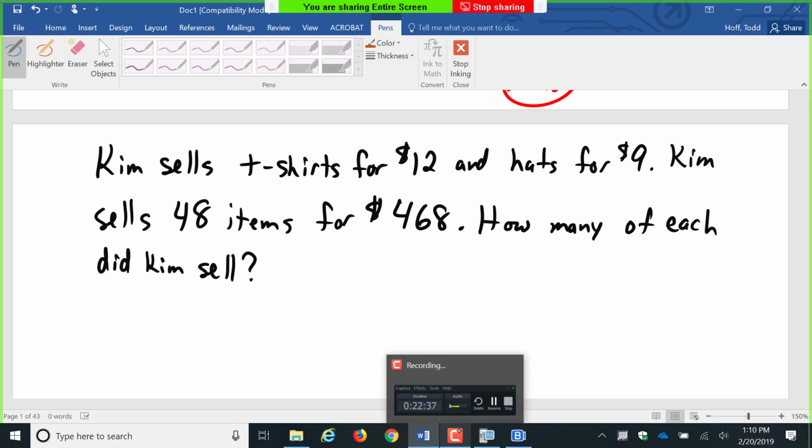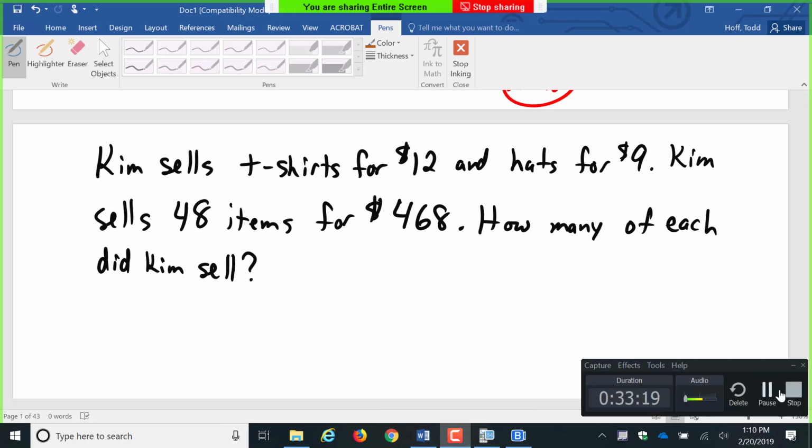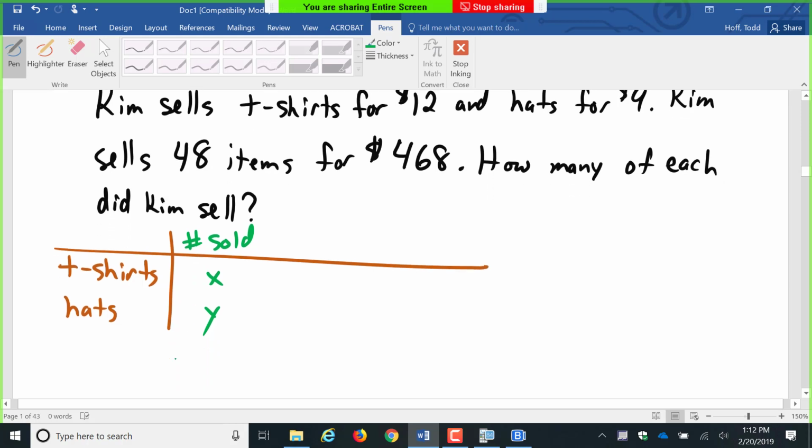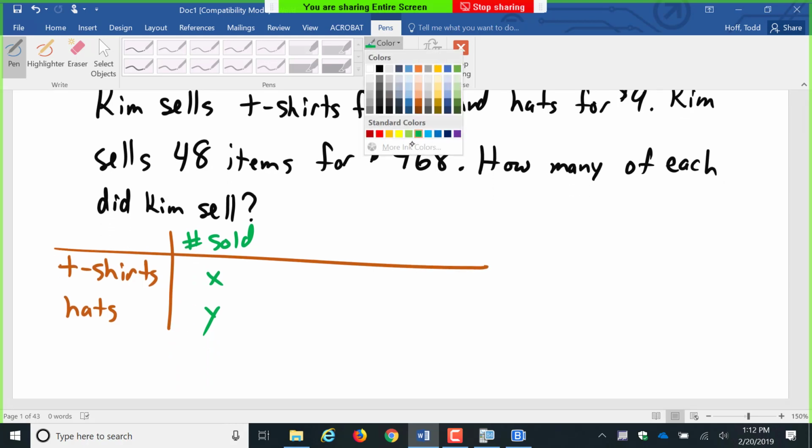Once again, I'm going to give you guys a couple minutes to see what you can set up here and see what you can come up with. This one actually definitely has an extra little level of difficulty to it. And it comes from the relationship here. But let's look at the number sold first. Again, I'm just going to let one of them be x and the other y. So let the number of t-shirts sold be x, number of hats sold be y.